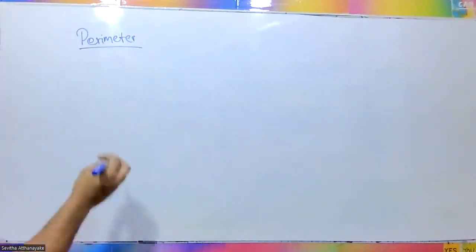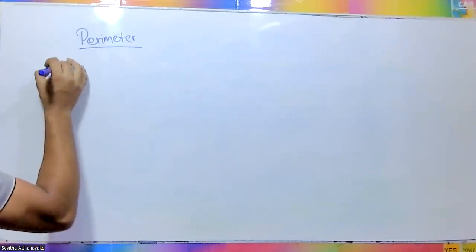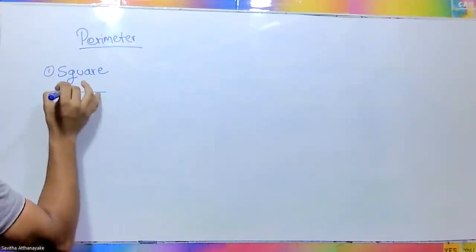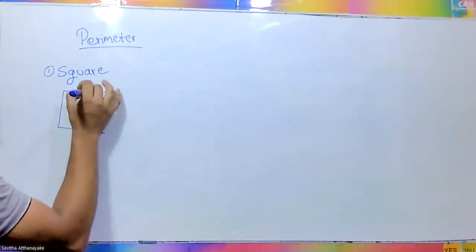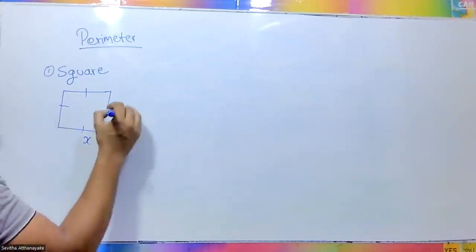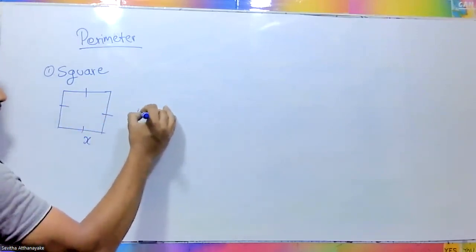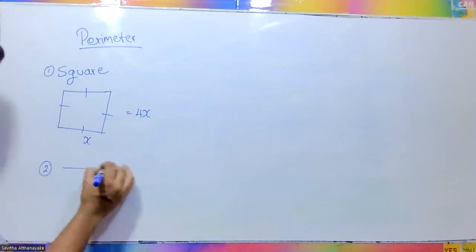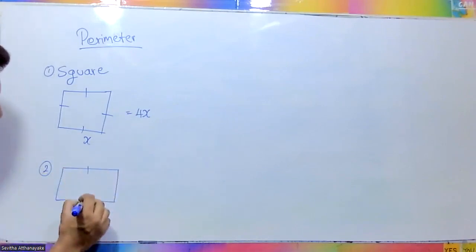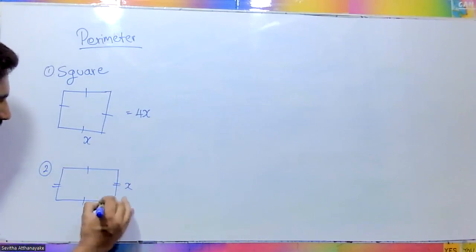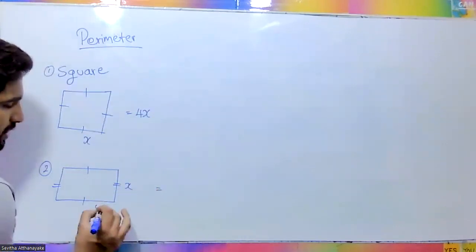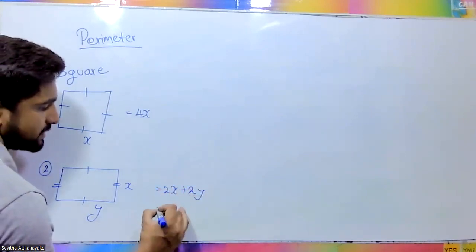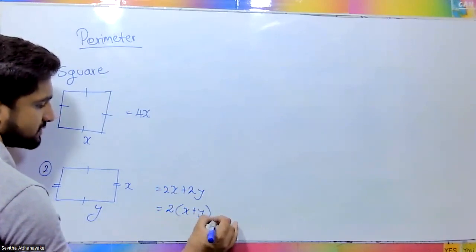Here, square, first one. Easy, just we can multiply. We have a square like this. Let's say one side is x, then perimeter is 4x. Next, if we have a rectangle, x and y, perimeter will be 2 times x plus 2 times y, or else 2 times (x plus y).